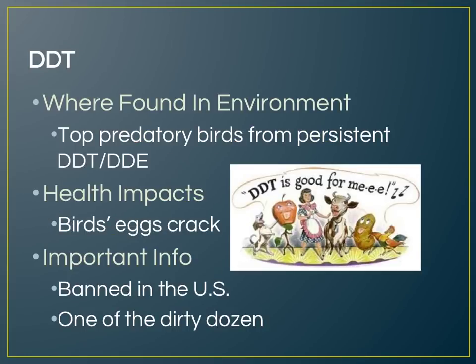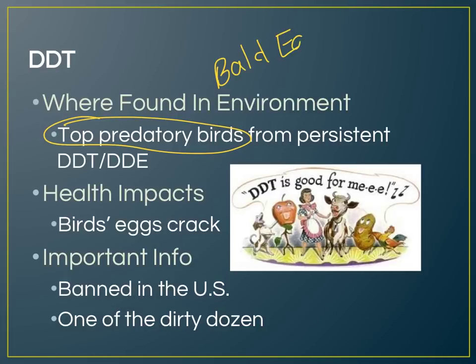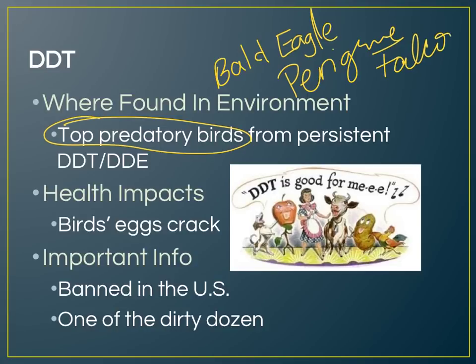So DDT is a very famous toxin. It's banned. Now, it really mostly hurts your top predatory birds. So your top predatory birds are your bald eagle. Now, that was the most famous one that diminished because of the DDT. But the other ones are the peregrine falcon. And then you also have the brown pelican and the osprey.